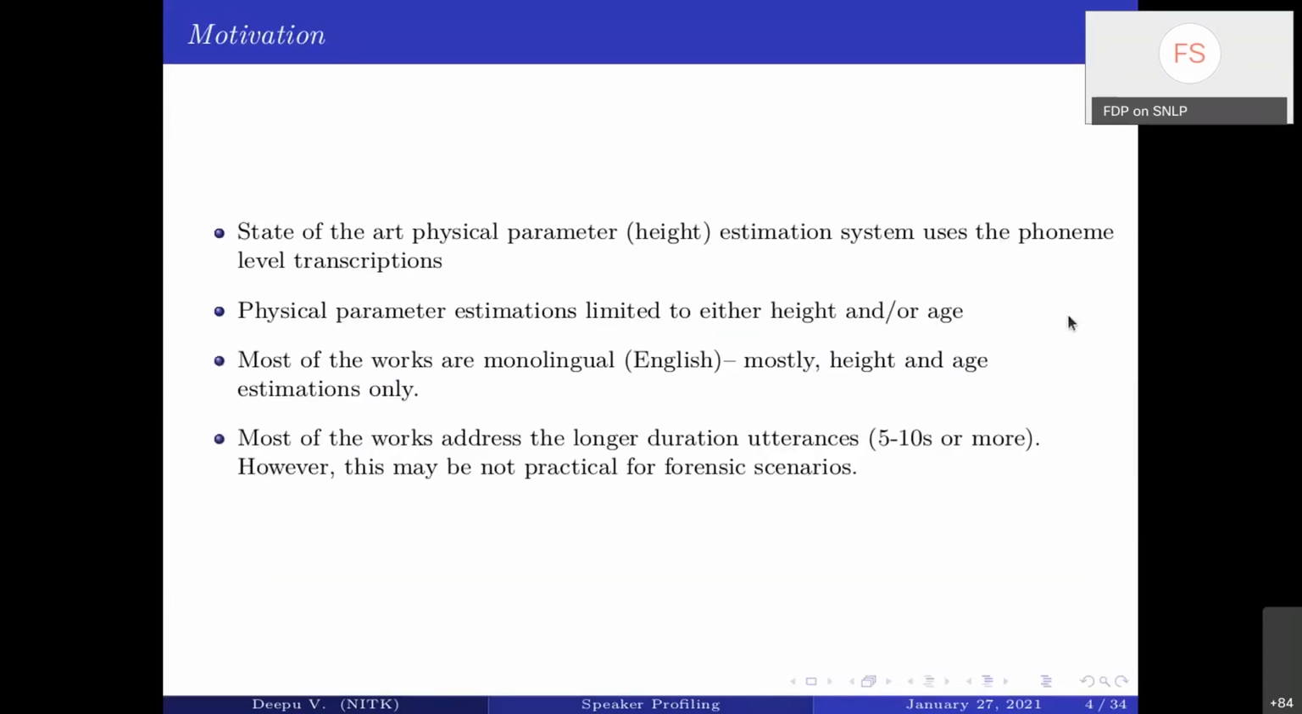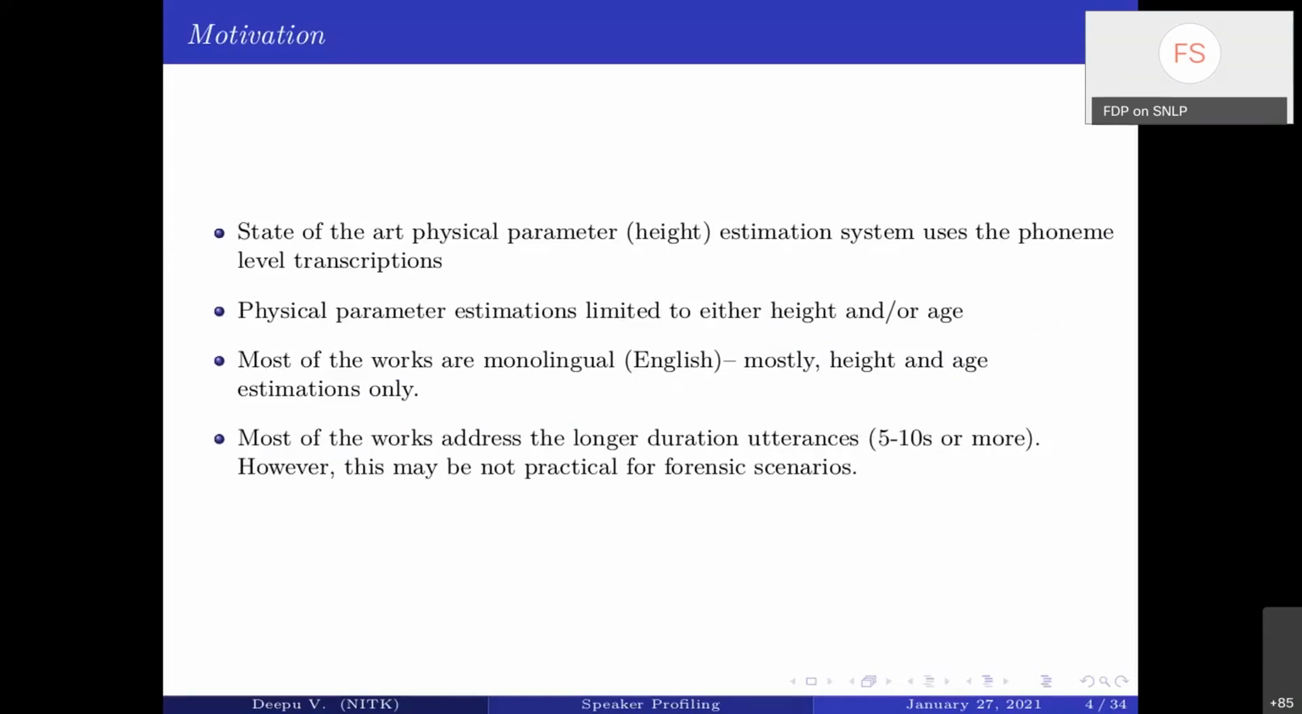Now, there has been a lot of physical parameter estimation systems, mainly in age and height. There are a lot of them. However, when we started this work, most of those works were only using English data. So mostly in height and age estimation only. Nobody had looked at other kinds of physical parameters.